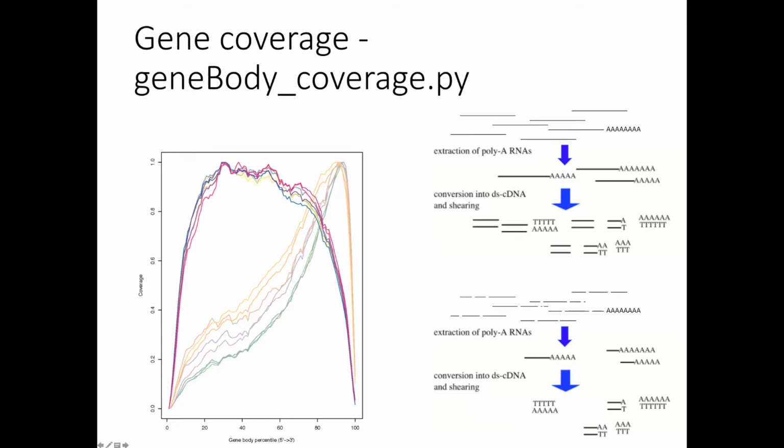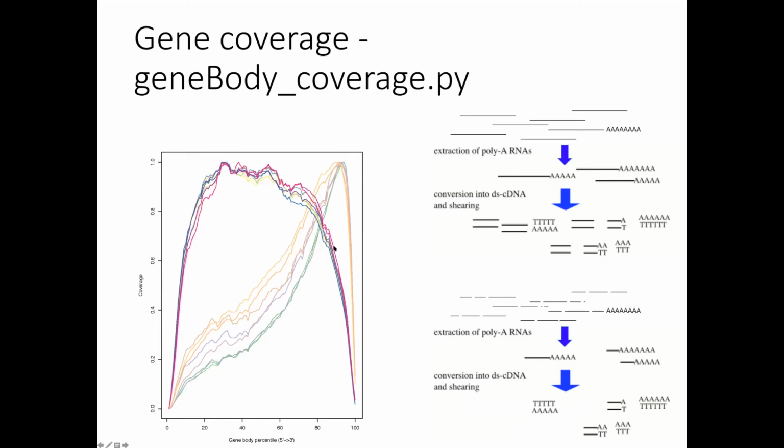And the reason why you see this pattern, I'm going to try to explain it to you here. So let's say you have a pool of RNA, some with poly-A tails and some without, and you do your extraction with poly-A RNAs. And then you will only have those left. And then you convert them into cDNA and you fragment them into small pieces. And then you will have representation of the entire transcripts. And then you send that for sequencing, and then it means that you will have reads that are covering the entire gene.